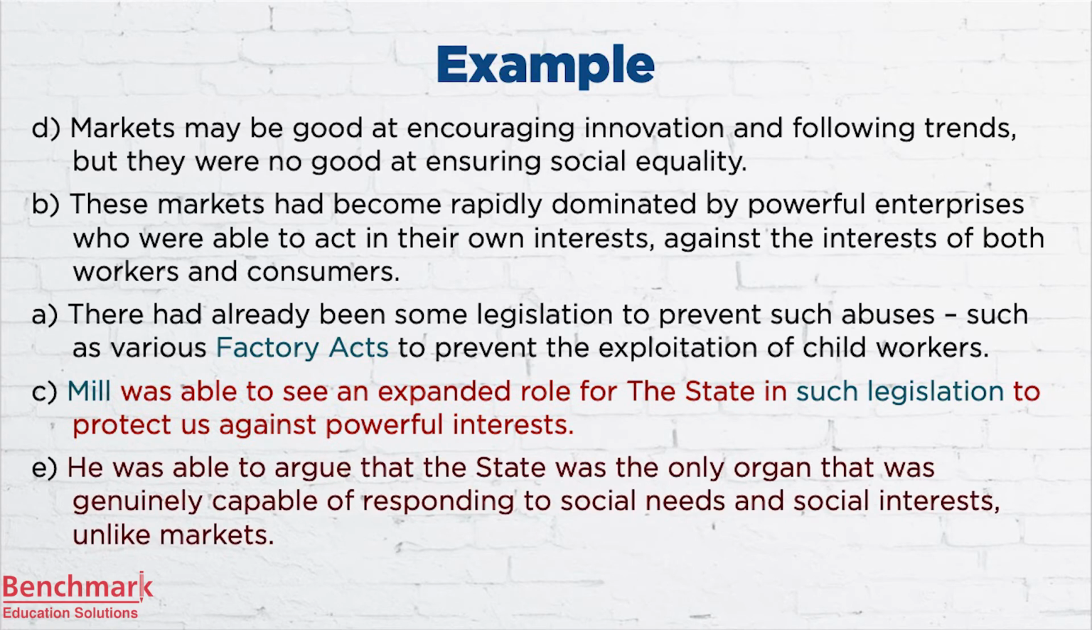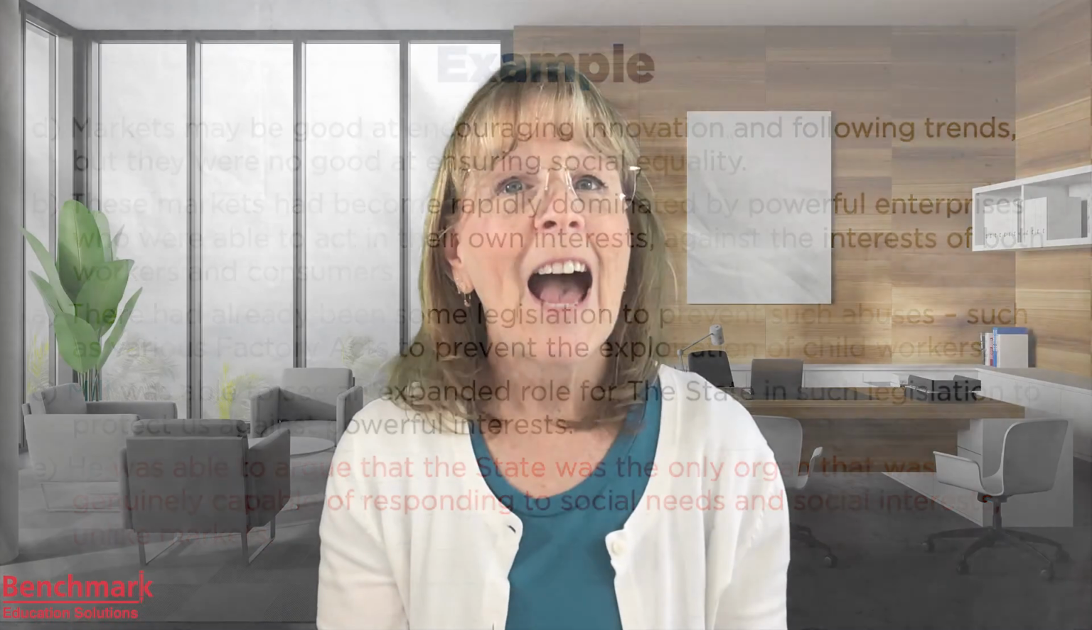This leaves our last sentence as, he was able to argue that the state was the only organ that was genuinely capable of responding to social needs and social interests, unlike markets. A big clue here is the fact that he is used to describe Mill. This should have shown you that it must come after Mill, the proper name of the person. In context, this sentence is an effective conclusion to the paragraph because it solves the problem raised in the leading sentence. How did you do?